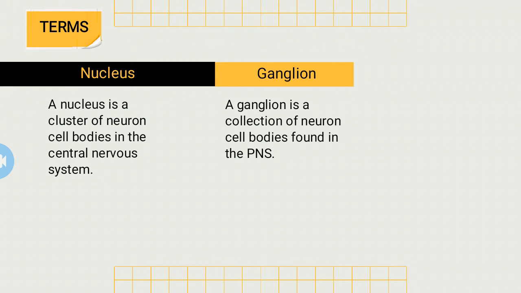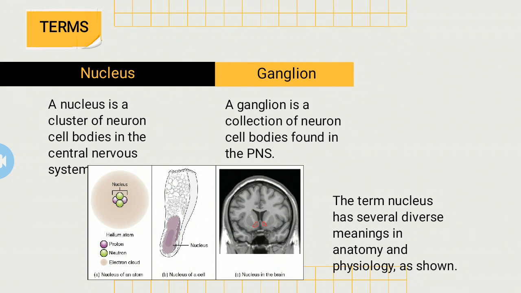So these are the important terms to know. First is the nucleus. A nucleus is a cluster of neuron cell bodies in the central nervous system. The term nucleus has several diverse meanings in anatomy and physiology, as shown in this figure. In category A, the nucleus of an atom. In category B, the nucleus of a cell, and in category C, the nucleus in the brain. And a ganglion is a collection of neuron cell bodies found in the peripheral nervous system.